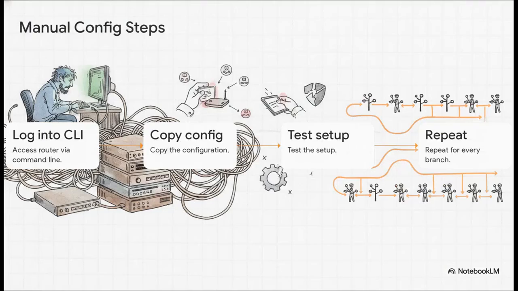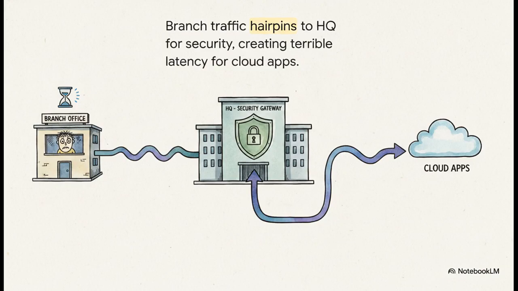Just look at the manual nightmare of the old way when dealing with that complexity and scale. To add just one single new branch to the network, an engineer was stuck doing line-by-line command line configuration. Good old CLI. They had to manually log into that specific router, carefully copy over the config, test it to make sure nothing broke, and then repeat that whole exhausting process for every single branch. Because the control plane was distributed across all these isolated boxes, the process was agonizingly slow and honestly highly prone to human error.